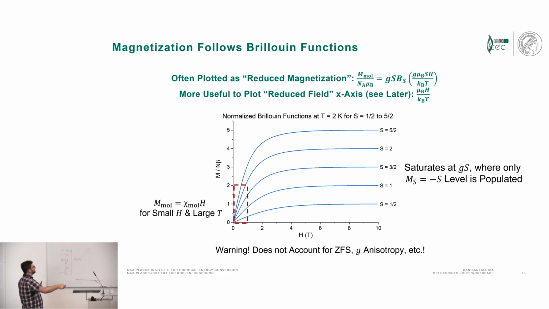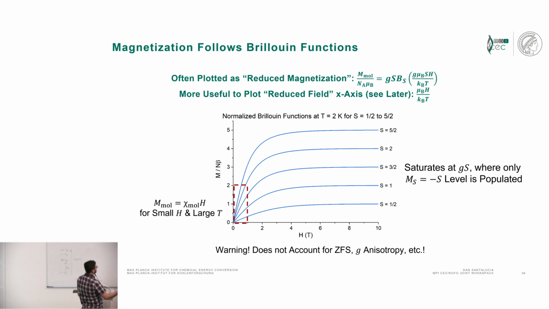And depending on what units we write this in, you can divide by N and the Bohr magneton and see that these Brillouin functions level out at g times S. So if I'm dealing with S equals 1/2, I expect that g is about 2, so 2 times 1/2 is 1. Oh, okay, it levels off at 1. S equals 1 levels off at 1.5, right? And so on and so forth.